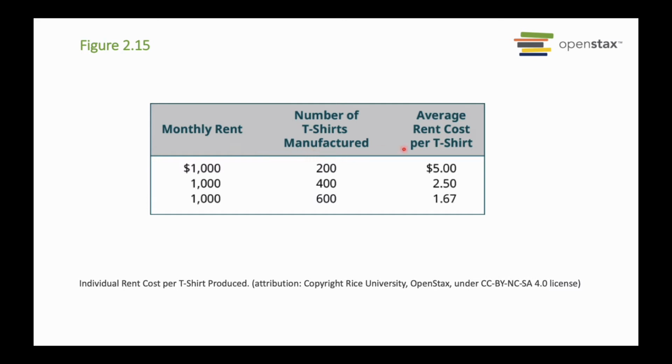The average rent cost per t-shirt works out to 1,000 divided by 200 is equal to 5 Rand. If we increase the production to 400 units, the average cost declines to 2.50 Rand. 1,000 divided by 400 is equal to 2.50 Rand. So each time we increase production, the average rent cost decreases per unit of production.